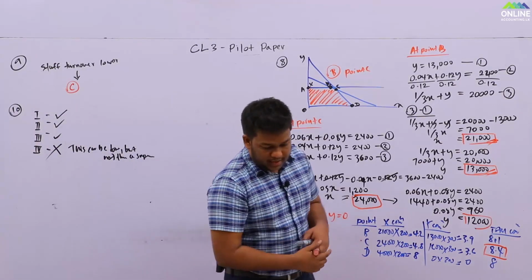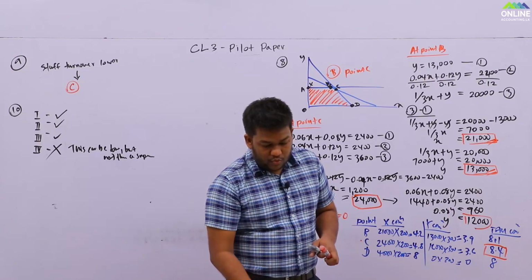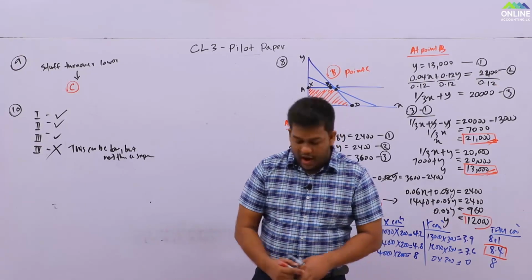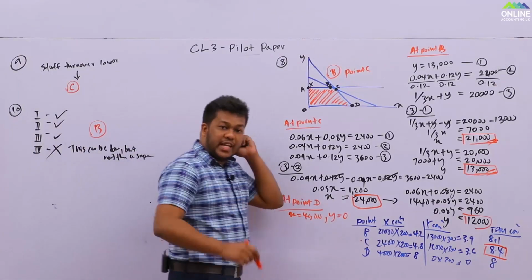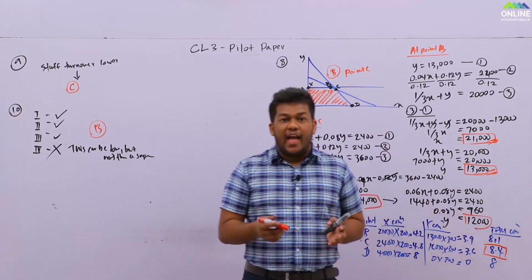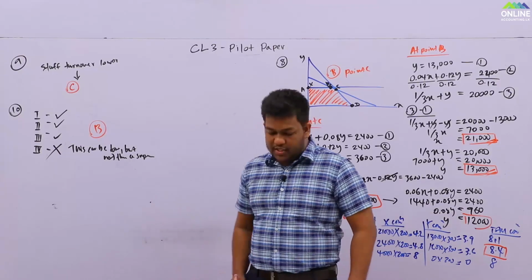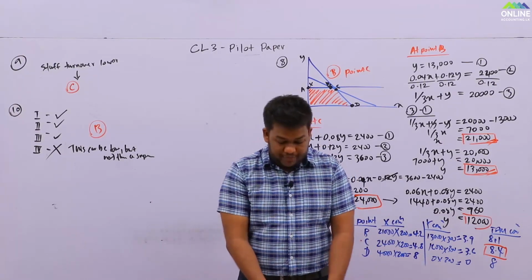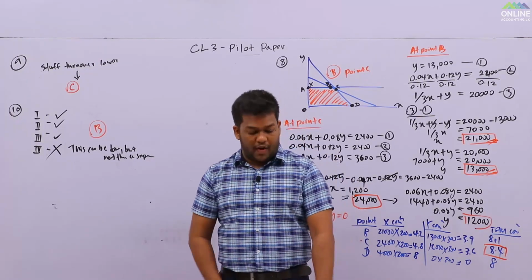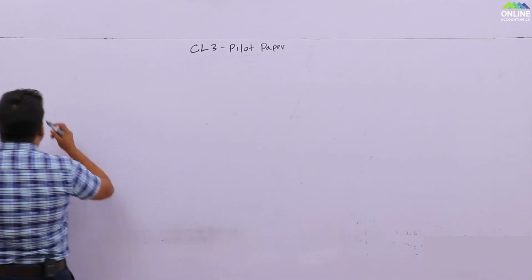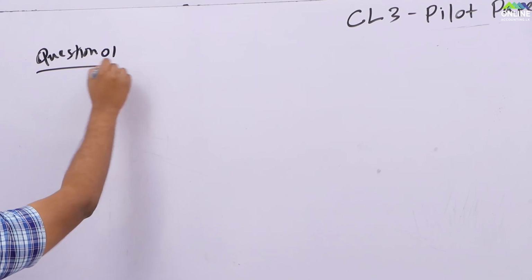So the answer is 1, 2 and 3 only. Answer is B. Right. So we have done the first section. You don't need to allocate this much time to the first section, but since I need to teach, that's why I'm using it. So we are moving to section 2. Section 2, question number 1.